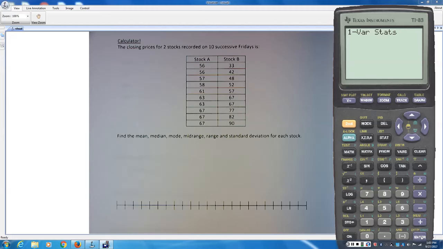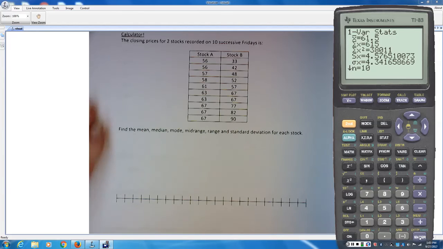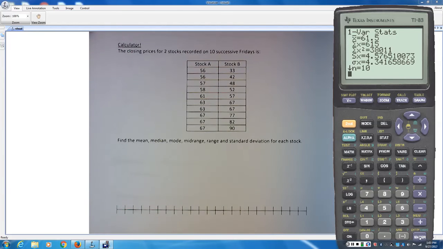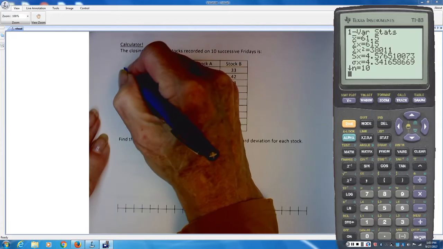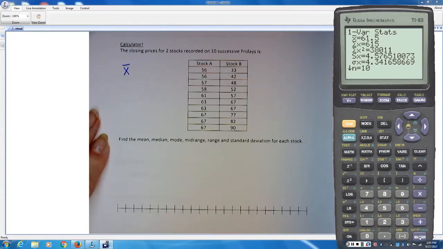And because we're looking at 2 different lists this time, we're going to use list 1. So we're going to be very specific that we're looking at stock A. So for stock A, and I'm just going to record these up here at the top. For stock A, the mean price, and it is an X bar because this is a sample of stock prices. The mean price is 61.5.